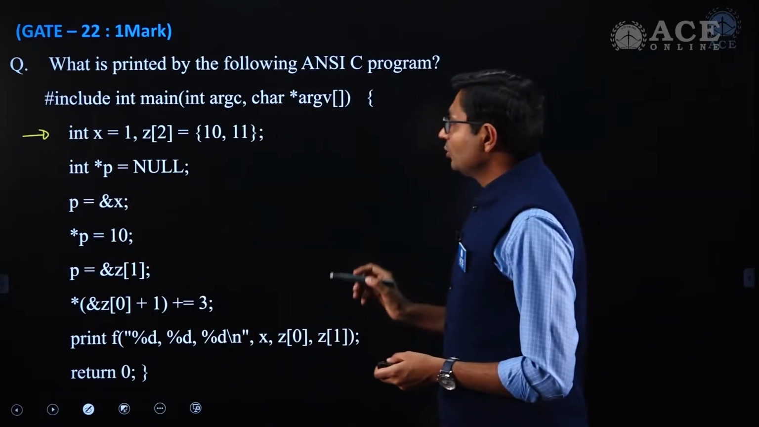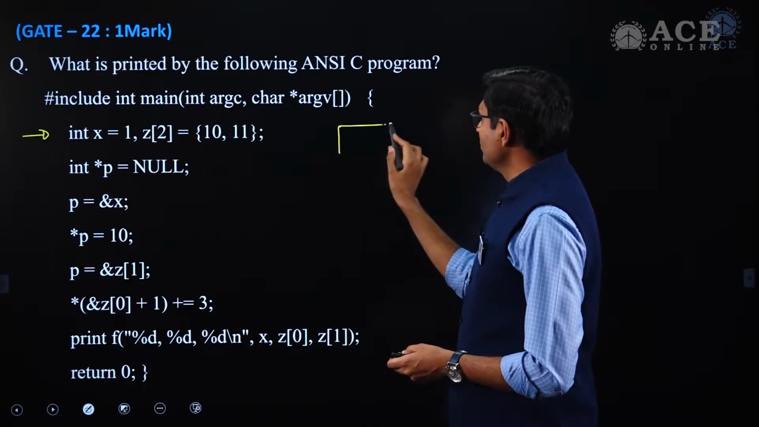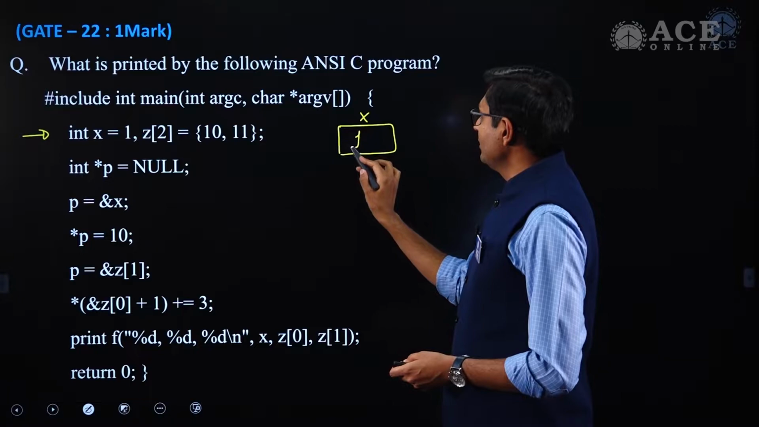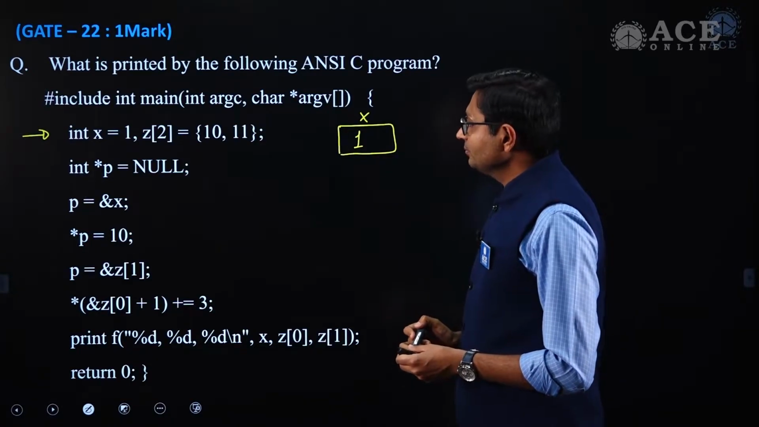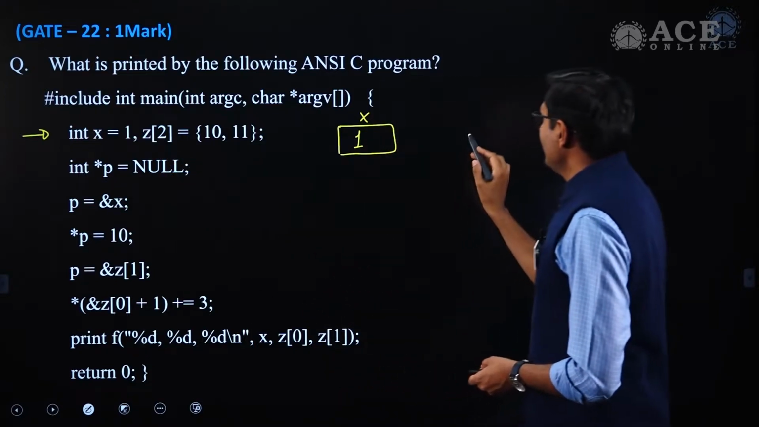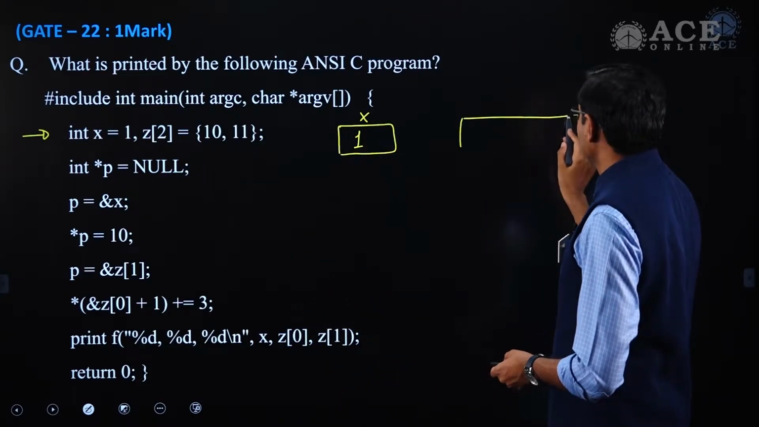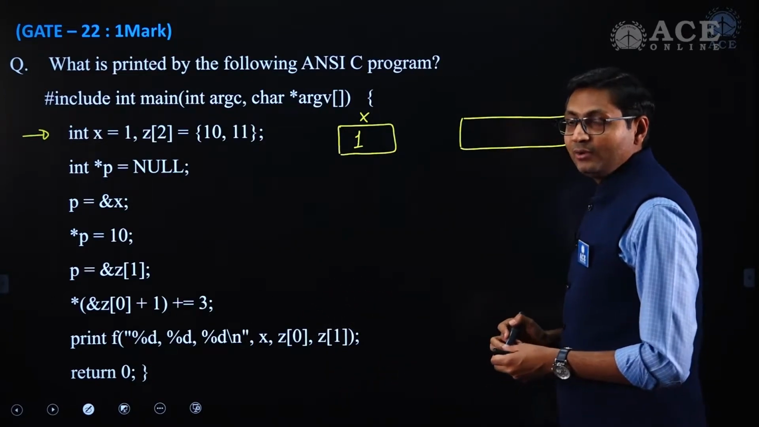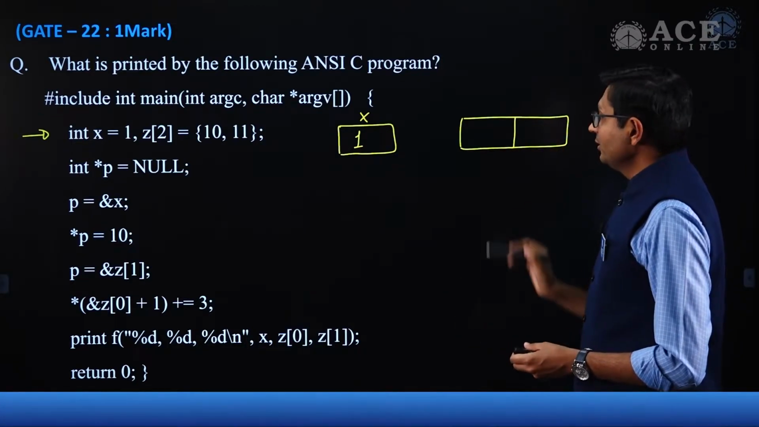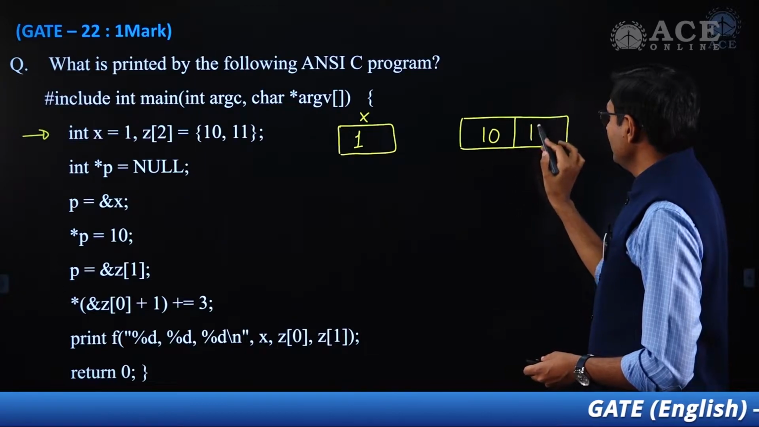Int x is equal to 1, so I am going to take a variable x, value is 1. There is an array z. How many elements we have? We have 2 elements, alright, 10 and 11.